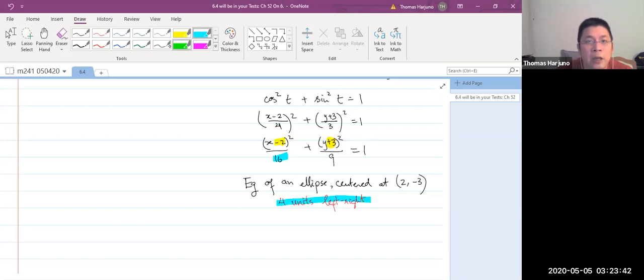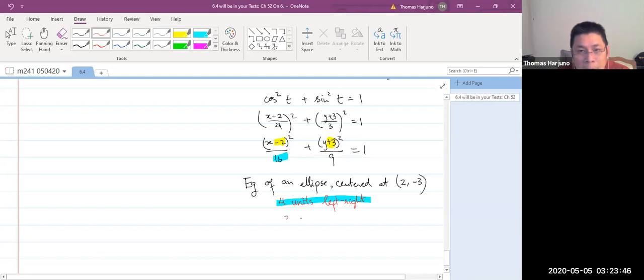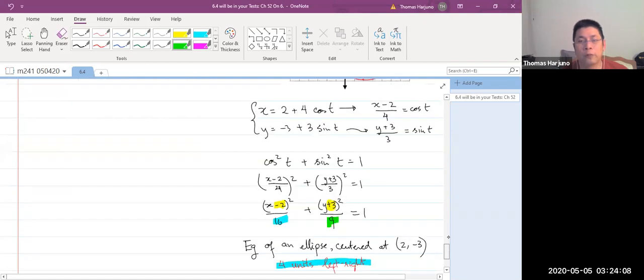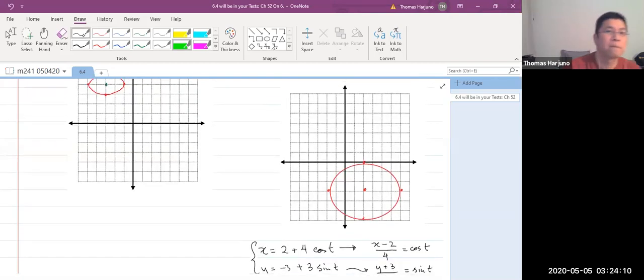Okay, and then 3 units up down. Okay, so it gives us actually the same graph. So either we do it from a transformation point of view or eliminating parameter point of view, both of them will give us the same result. Okay, now I will stop there for this section.